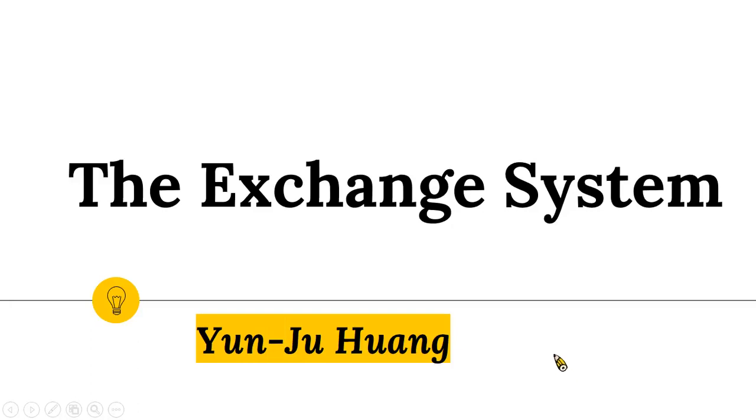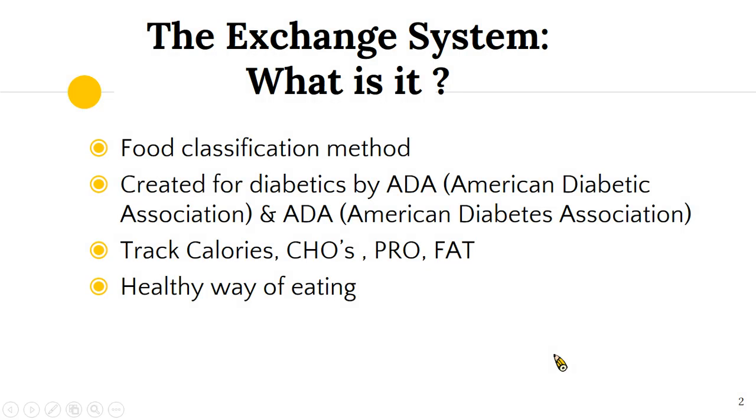Today we talk about the exchange system. What is the exchange system? Simply, it is a method of food classification.